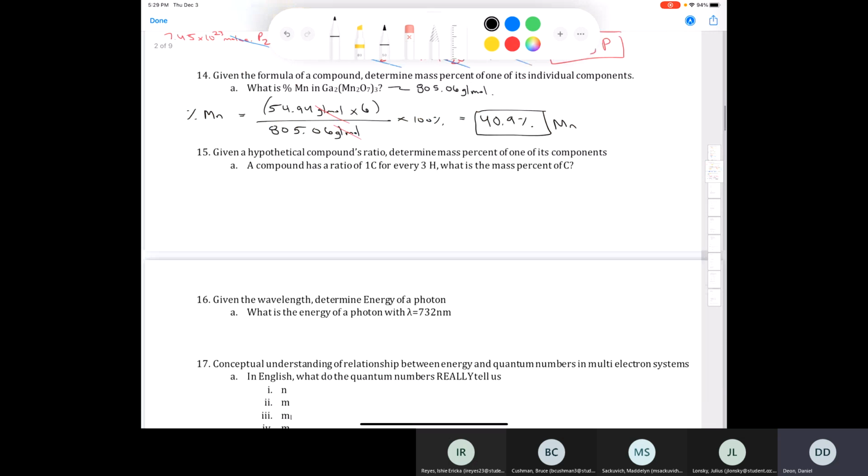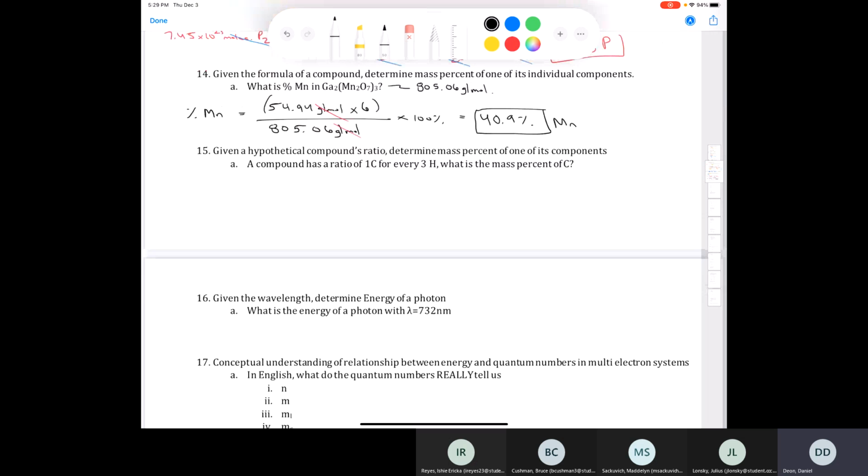All right, number 15, given a hypothetical compound's ratio, determine the mass percent of one of its components. A compound has a ratio of 1 carbon for every 3 hydrogens. What's the mass percentage of carbon? I don't like to say easy in chemistry class, but I think this is pretty reasonable. If we want to know the mass percent, the mass percent of carbon is going to be equal to the mass of carbon divided by the total mass of everything, multiplied by 100%.